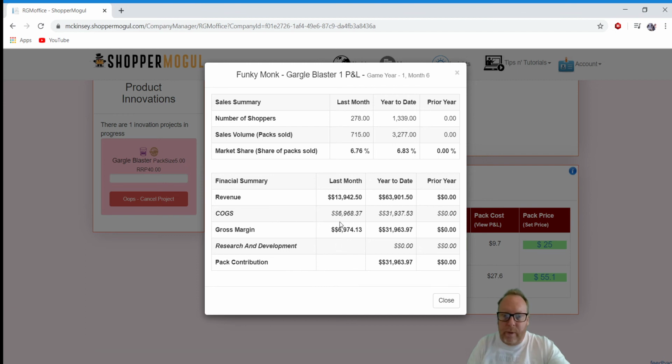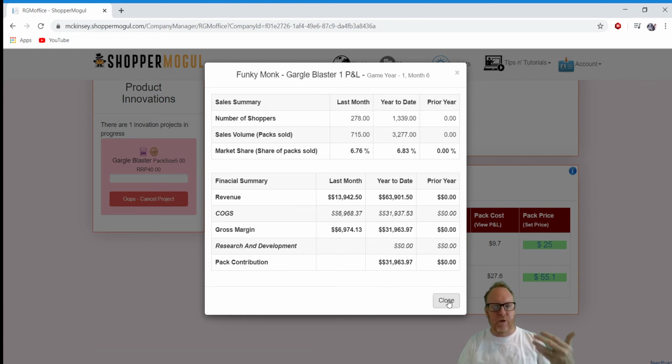So, we've got a few errors with more dollar signs there than we need. I'll get rid of those. However, what we can see is for each of our products, this product is generating a certain amount of revenue. We have cost of goods, that gives us our gross margin. We'll also be able to see over time how much money we're spending on R&D related to this, which gets us down to the pack contribution.